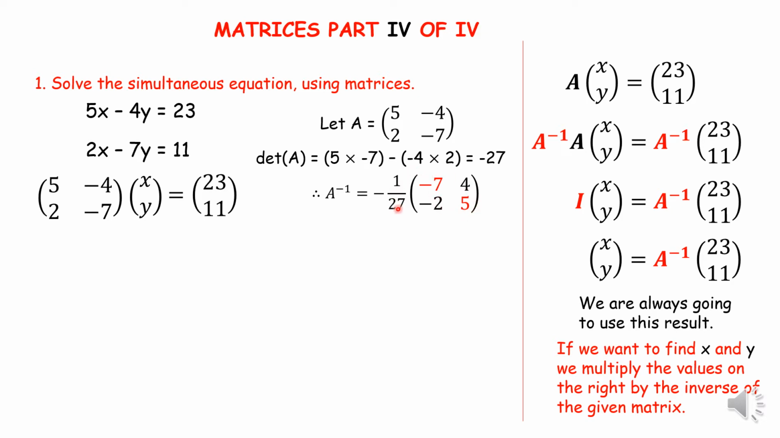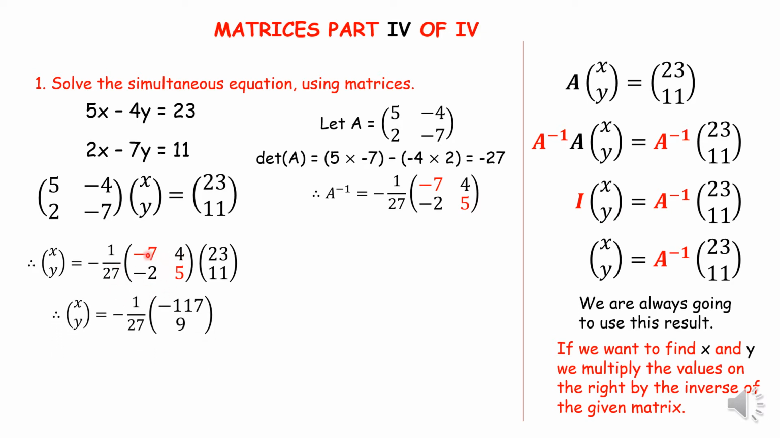I'm just going to leave it in this form. So it's the inverse, which I have here, multiplied by 23, 11. I said make sure that you keep that inverse on the left side of 23, 11. Now we're going to clean this up, but I'm going to leave the 1 over negative 27, the determinant. I'm first going to multiply the negative 7, negative 2, 5 matrix by 23, 11. Remember it's row, column, row, column. So I'm going to end up with a 2 by 1 matrix.